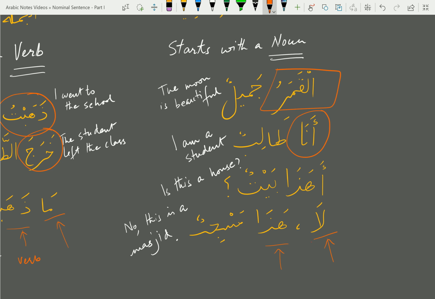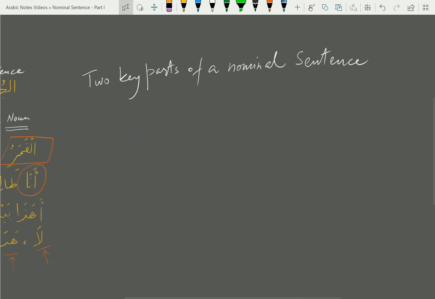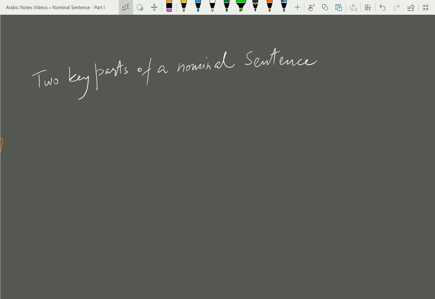So now that we know the difference between the verbal and the nominal sentence, let's get deeper into the nominal sentence. The key thing to understand about the nominal sentence is that there are two key parts. And what are those two key parts? Well, one is the subject of the nominal sentence, and second is the predicate.